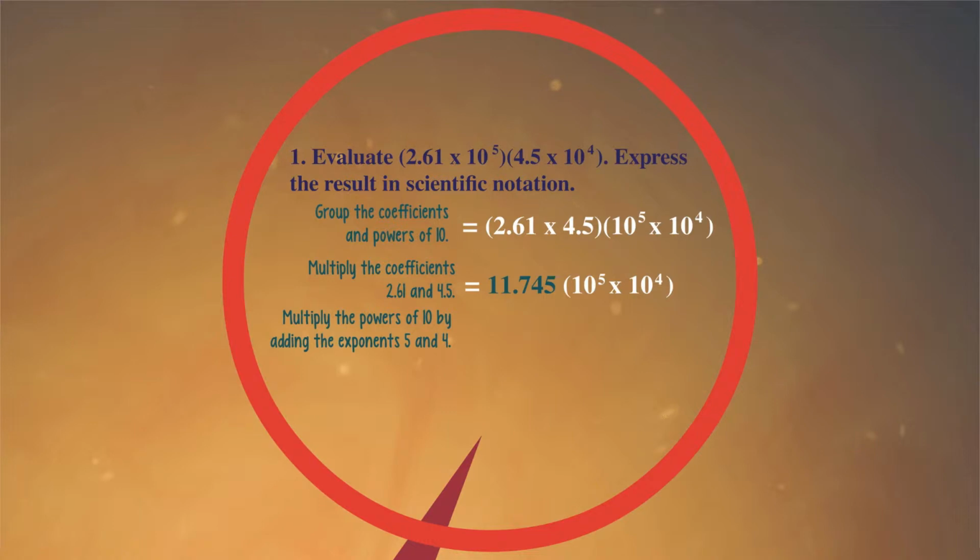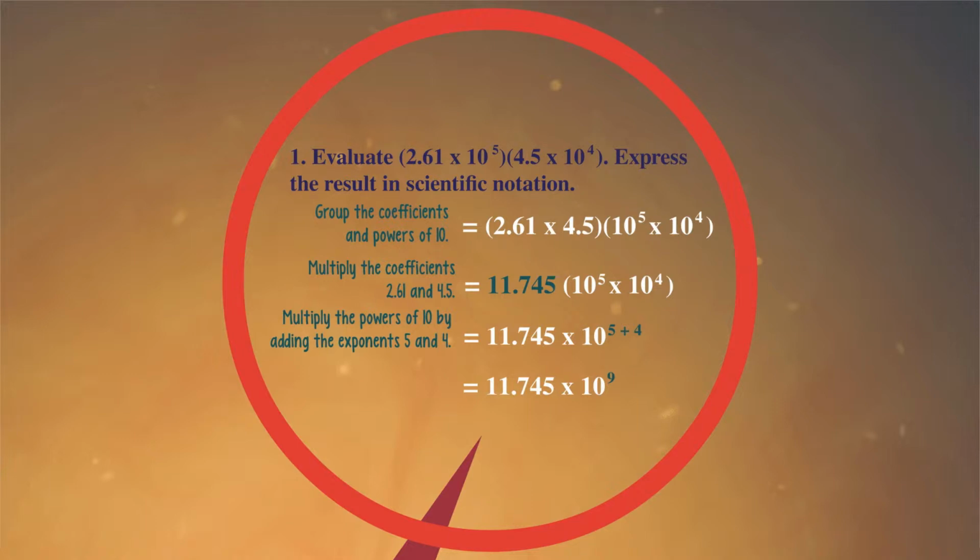So, how do we do it? We will apply the product of powers property. That is by adding the exponents 5 and 4. Let's remove the parentheses and put 5 plus 4 as the exponent of 10. 5 plus 4 is 9, so we will have the result 11.745 times 10 raised to the 9th power.